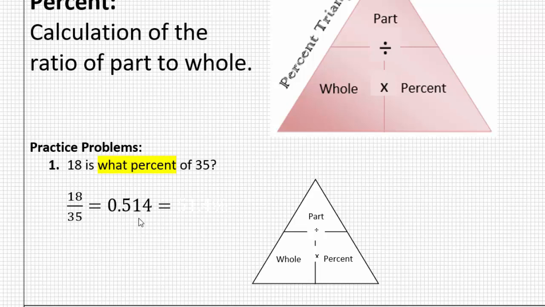So we're closer, right? We're trying to find the percent, and we have it in decimal form. If we take our decimal and multiply it by 100, it'll tell us what the percentage is. Multiplying by 100 just moves the decimal place twice to the right. So 0 and 514 thousandths is 51 and 4/10%. So that answers our question: 18 is 51 and 4/10% of 35. Let's go ahead and try our next one.